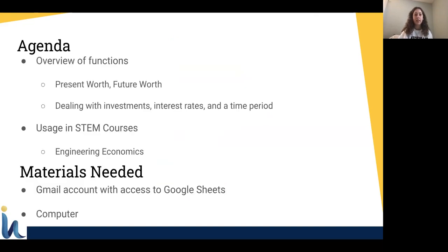So let's dive into it. Today we're going to be doing an overview of functions, specifically present worth and future worth of money. This deals with investments, interest rates, and time period. Then we're going to go over the usage in STEM courses, specifically engineering economics, which is what we have experience in. The materials needed are a Google account with access to Google Sheets and a computer.